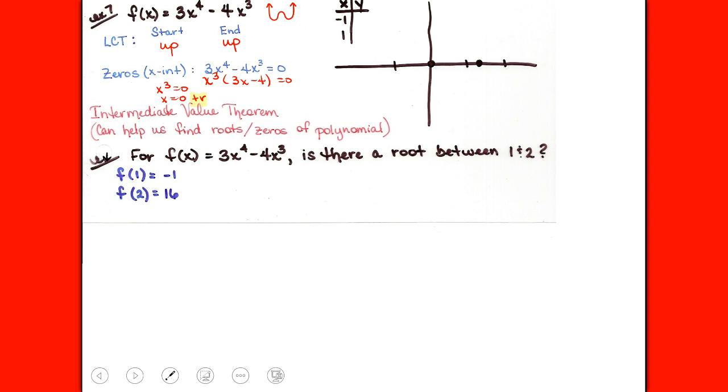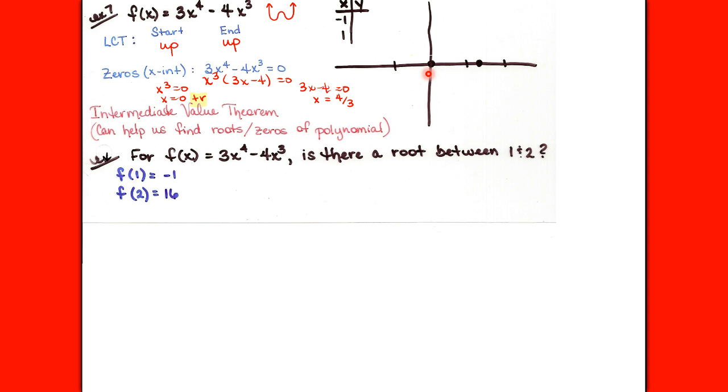That literally means x times x times x, right? If you wrote that out. So that would be x equals 0, x equals 0, x equals 0. I'm getting 0 as a solution 3 times. That's a repeated 0 with a multiplicity of 3. That is a triple root. All right, then we can set 3x minus 4 equal to 0, and that'll give us x equals 4/3. So I'm going to have a single root over here at 4/3, and I'm going to have a triple root over here at 0.